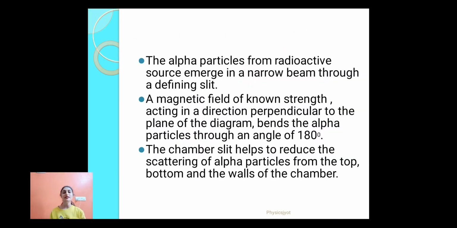The alpha particles from radioactive source emerge in a narrow beam through a defining slit. We are using defining slit, and after that we are using different chamber slits. A magnetic field of known strength acting in a direction perpendicular to the plane of the diagram bends the alpha particle through 180-degree semicircular path. The chamber slit helps to reduce the scattering of alpha particles from the top, bottom, walls of the chamber and so on. That is how we are using so many chamber slits.